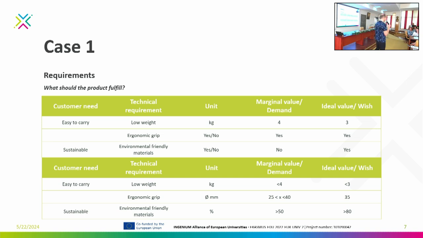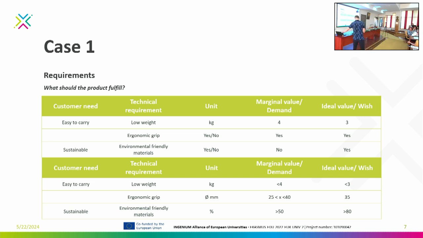Here I have a few more things. So the first mistake about the demands, about the kilograms, is that it has to be less than 4 kilograms, and then the less than 3 kilograms is still included in that part. The other thing is about ergonomic grip. I hate that, because you can't measure that. You can do tests. You can just ask people, do you think this is ergonomic? But we as engineers, we often like to have things that we can measure.